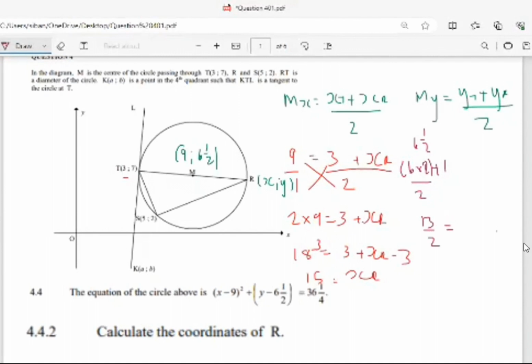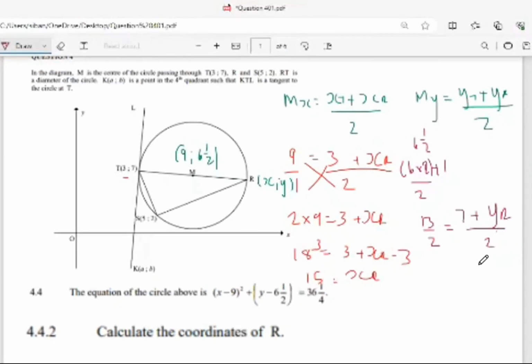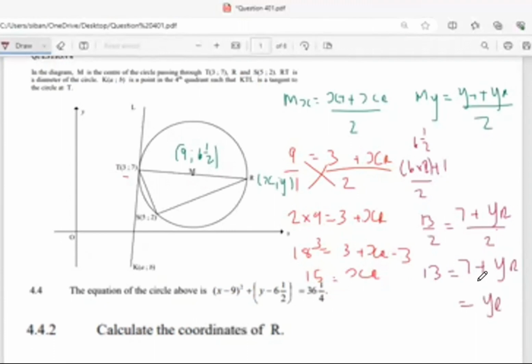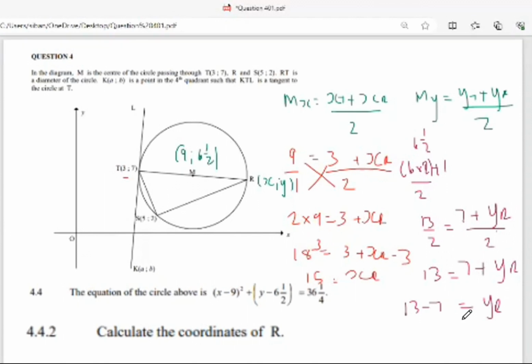The Y coordinate of T will be 7 plus the Y coordinate of R, which is equal to 13 over 2. The denominators are the same, so we can just ignore them going forward. We can therefore say 13 equals 7 plus the Y coordinate of R. We want the Y coordinate of R on its own, so we will minus 7 on both sides. That will leave me with 13 minus 7. 13 minus 7 will give me the value of 6.